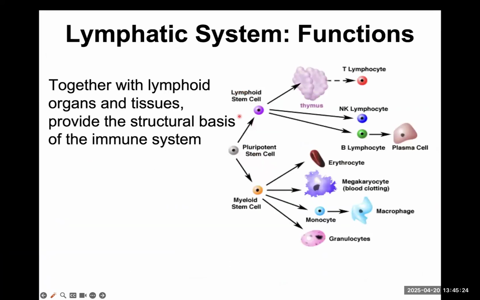So here we have slides about functions of the lymphatic system. The lymphatic system is part of the immune system, and this goes back to when I was talking about different types of lymphocytes. You have three kinds of lymphocytes: the NK lymphocytes, which are natural killer lymphocytes, B lymphocytes, and then T lymphocytes.